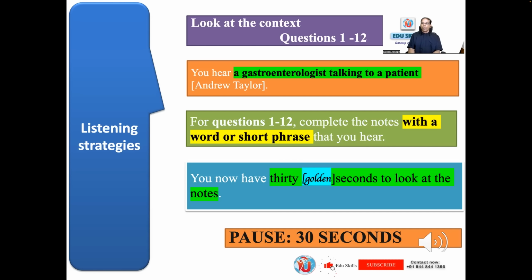You have 30 golden seconds. I told you 30 seconds to look at the notes. We'll just check if you can hear.